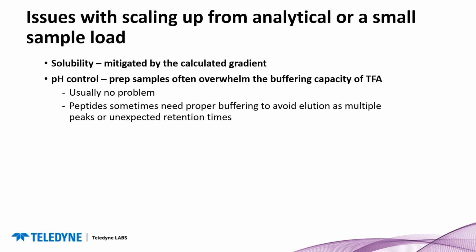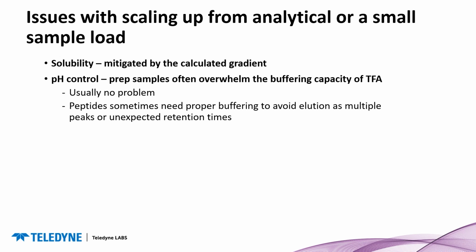Scouting runs are usually run with a small amount of sample on an analytical column. The small amount of sample usually runs without issues, but it might precipitate upon scale up to a larger one on the prep system with a standard gradient. Compounds are often insoluble in the weak solvent at the beginning of such gradients. Fortunately, the calculated focus gradient reduces these issues because the gradient starts in a solvent where the compound is mostly soluble.